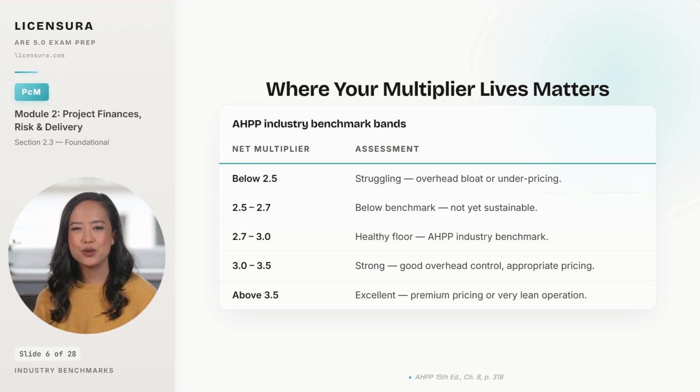Between 3.0 and 3.5 is a strong firm. Good overhead discipline, fees that match value delivered, and real profit at year-end. Above 3.5 is excellent and is usually a sign of premium positioning or a very lean operation. Boutique firms with strong reputations or production firms with disciplined process and low overhead. Why is 2.7 the floor? Because of what the multiplier actually has to pay for.